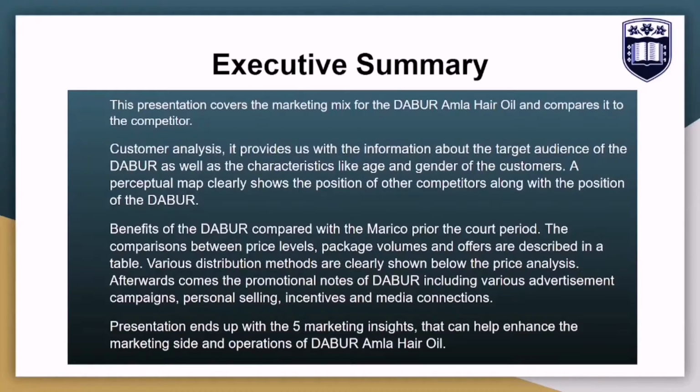Secondly, we will go over the product analysis, where the main benefits of DABUR and Marico will be covered. Then comes the table, where we compare the price level along with the special deals and packaging sizes. Then we jump into the distribution process analysis across the UAE, finishing the analysis with the promotional part, where various campaigns and methods are examined. Lastly, 5 recommendations were given to improve the competitiveness of the brand and increase the marketing aspects.